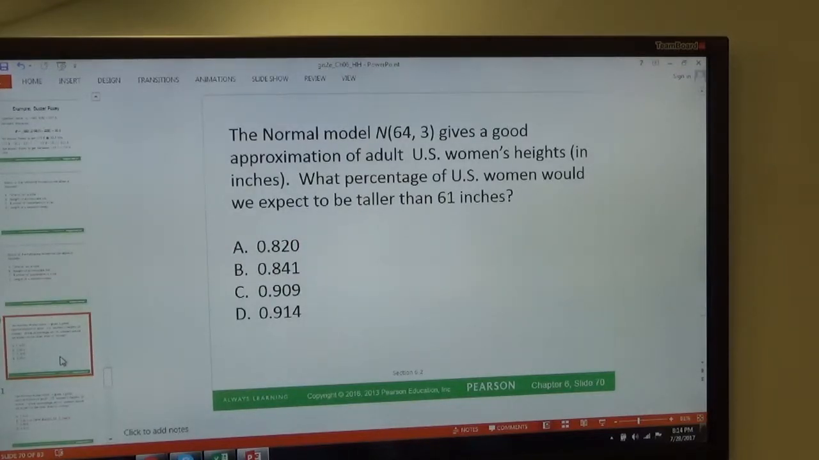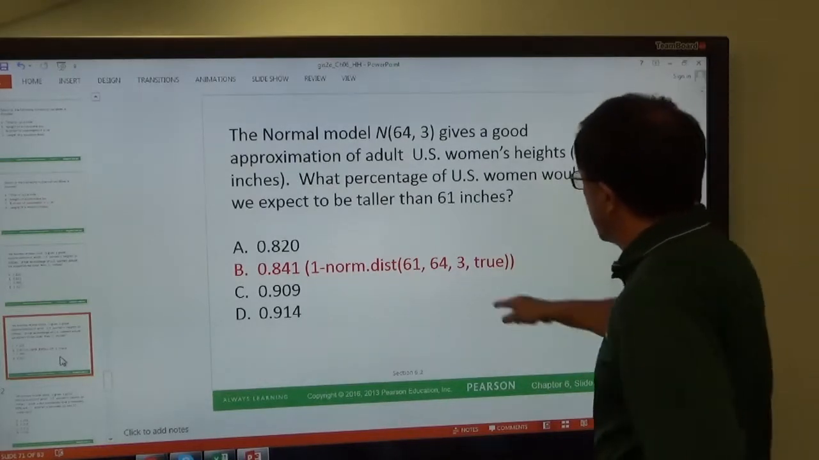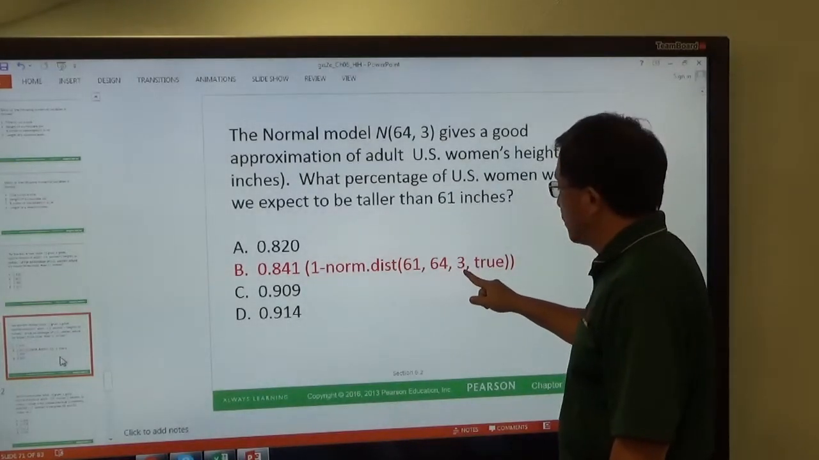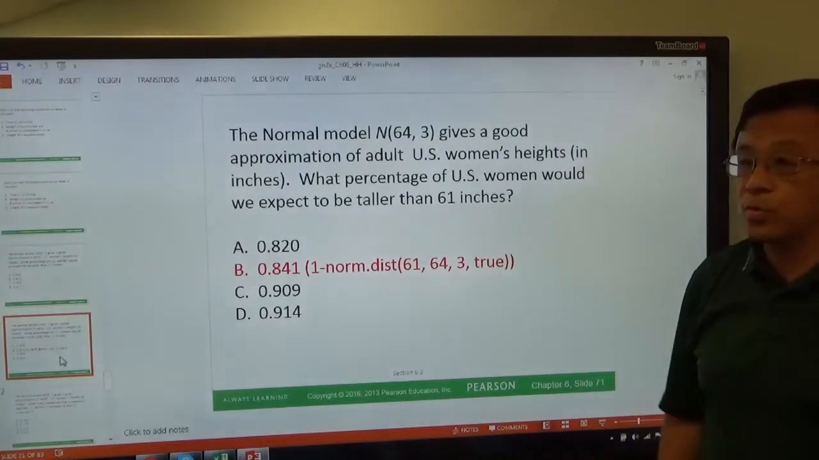Normal distribution. What percentage of women would we expect to be taller than 61? What's the formula? Remember, normal distribution. In this case it's greater than 61, so we use 1 subtract the normal distribution at 61. The mean is 64, the standard deviation is 3. And this is always true for the normal cumulative distribution.